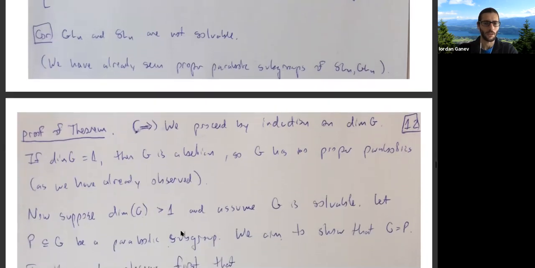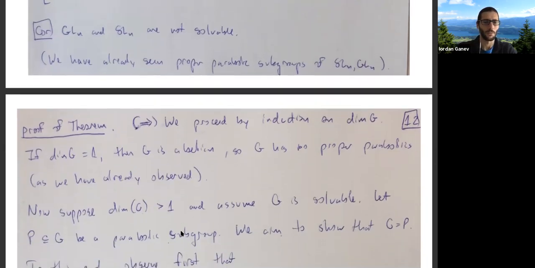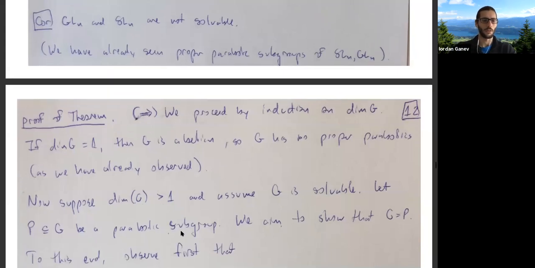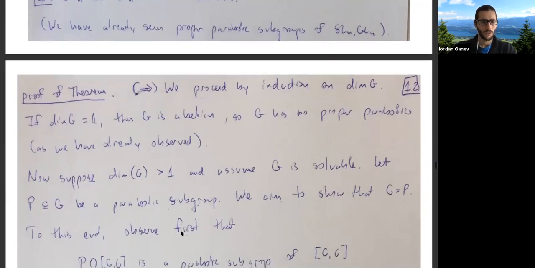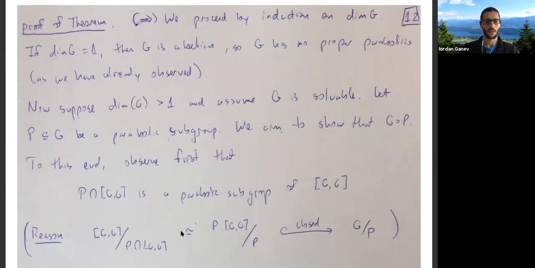Okay, so for the induction step, let's suppose that the dimension of G is bigger than 1 and assume that G is solvable. Let's take a parabolic subgroup of G, and we're aiming to show that there are no proper parabolic subgroups of G. So if we take just some parabolic subgroup P of G, it must turn out to be all of G itself. The first thing to observe is that if we intersect P with the commutator subgroup, then we get a parabolic subgroup of the commutator.